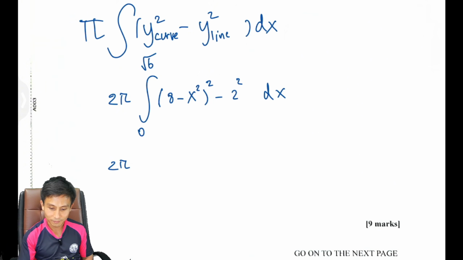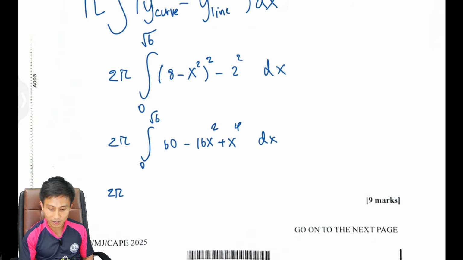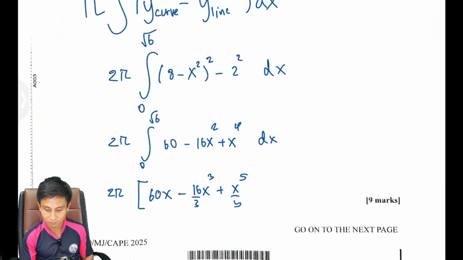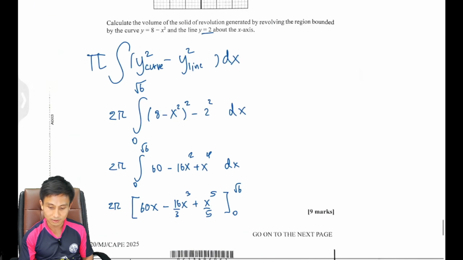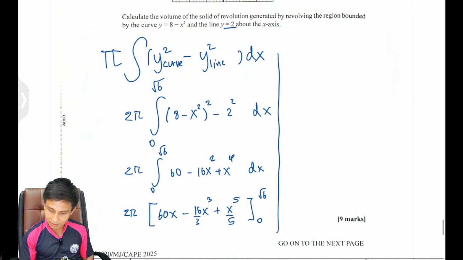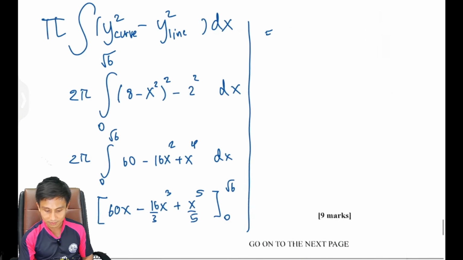So 2 pi. I'm just going to expand that again. So this will be 64 minus 16x squared plus x to the 4 minus 4. So I'm going to simplify that to 60 here. All right, dx. So that would be 2 pi. Yeah, I'm going to integrate now. So 60x minus 16 over 3 x cubed plus x to the 5 over 5, from 0 to √6. So if we find the integral of that with the limits, we're going to get the answer.